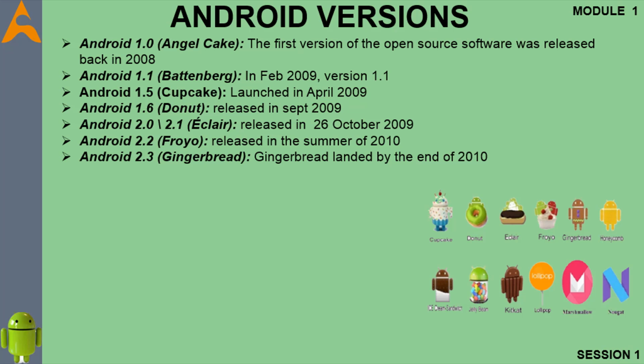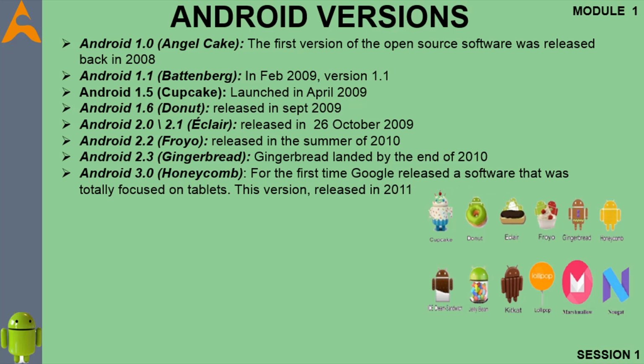Android 3.0, Honeycomb. For the first time Google released software that was totally focused on tablets. This version was released in 2011. Android 4.0, Ice Cream Sandwich, released in 2011.